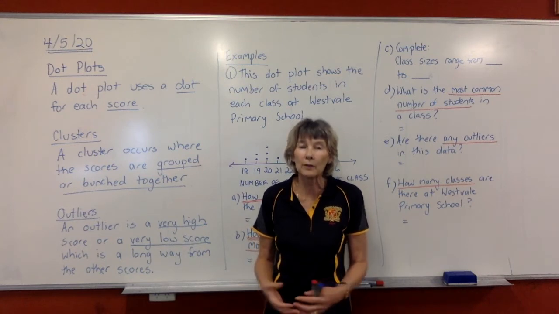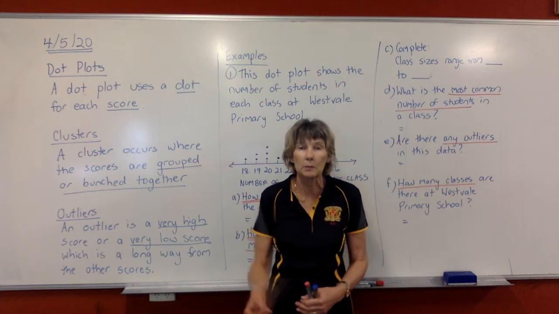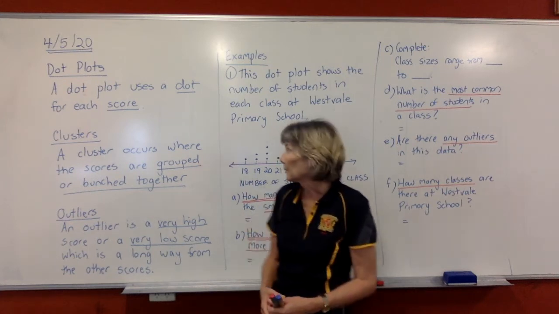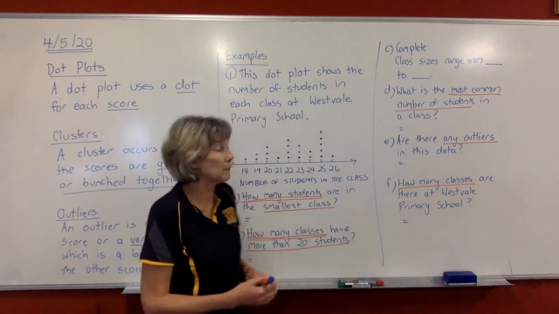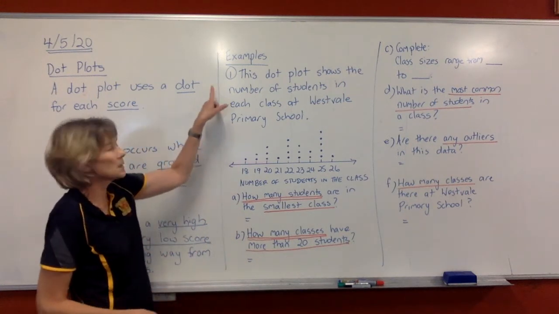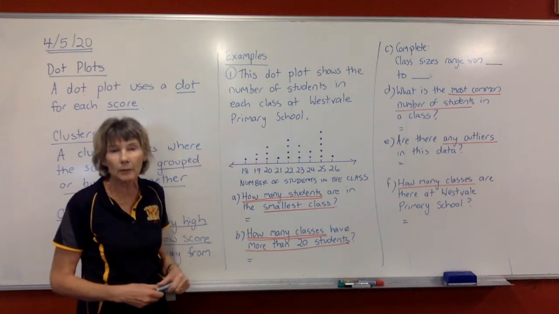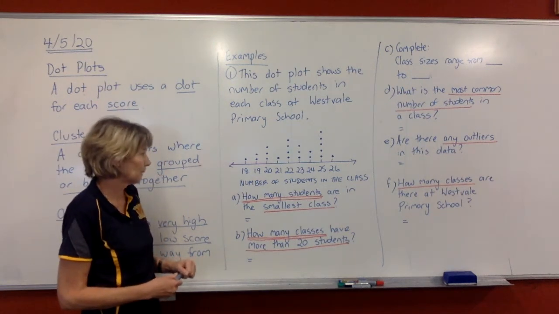And we would be looking for things like that if we were trying to grade classes. We would need that person to be going up to a higher class. Okay, so we're going to look at an example that we've got here. This dot plot's already given to you. So it says this dot plot shows the number of students in each class at Westvale Primary School.